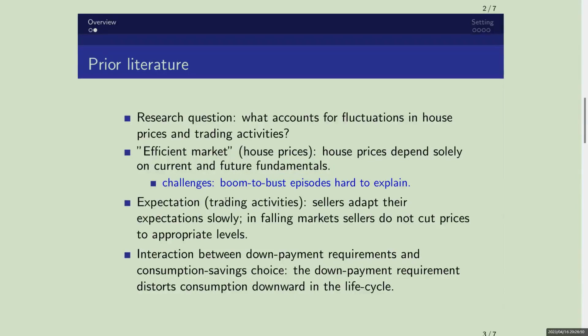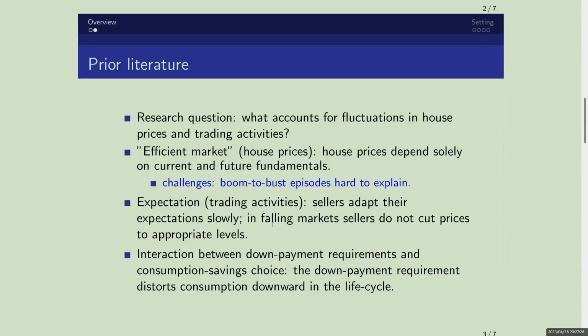And the second strand is the expectation literature on trading activities. The researchers argue that sellers in their model adapt their expectations very slowly. That's why, when the housing price declines, the sellers do not cut their prices to the appropriate levels.